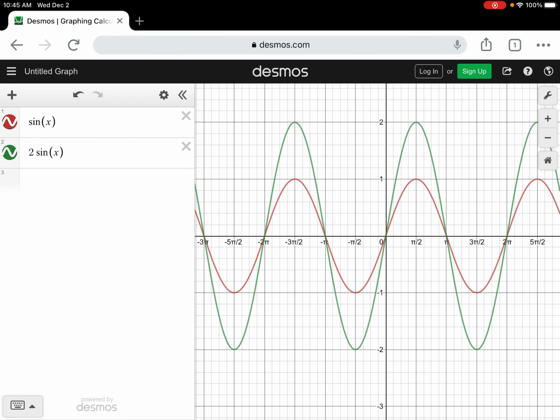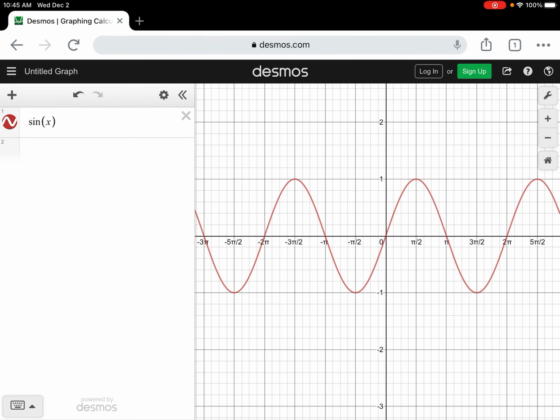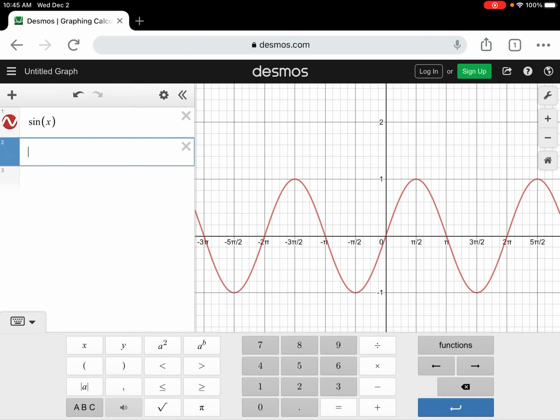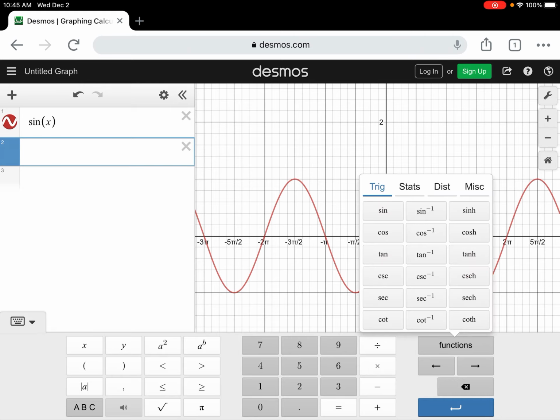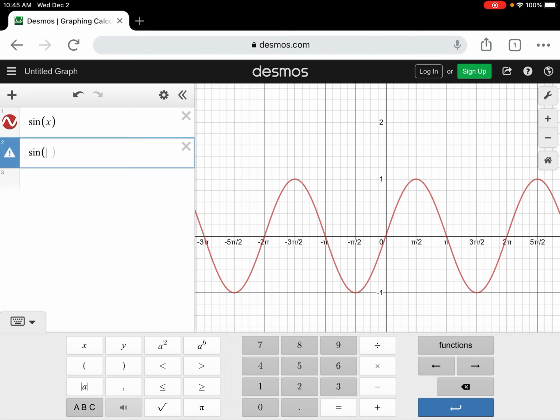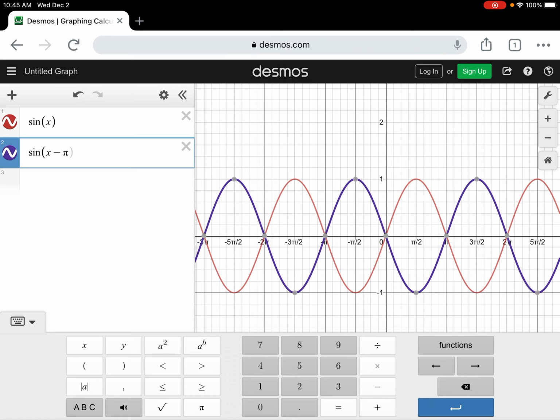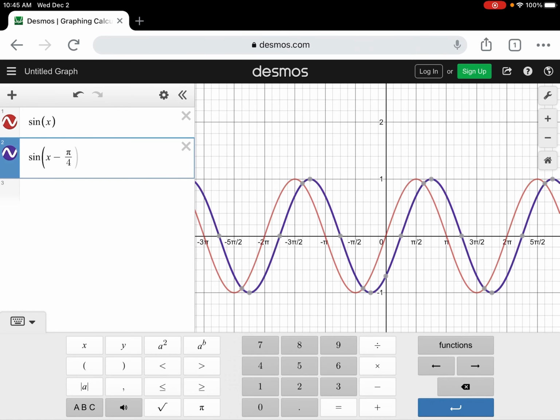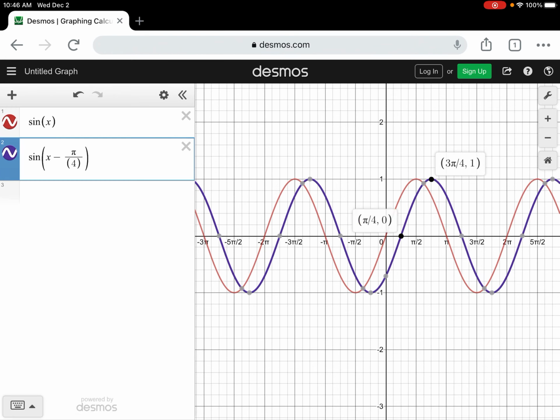If I go back here and delete this, and let's suppose I want to shift this to the right pi over 4. So sine, and then x, subtract pi divided by 4, and then close parenthesis. Isn't this the same graph moved to the right pi over 4? So the brownish colored one is the original, and then we moved it to the right pi over 4. And again, you'll see pi over 4 is 0.